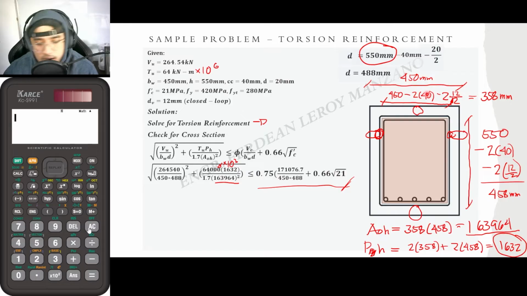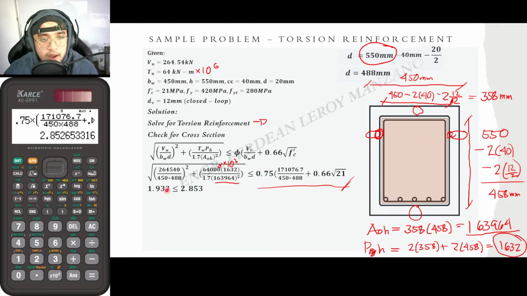And for the one on the right, this is 0.75 times the quantity of 171,076.7 divided by 450 times 488 plus 0.66 times square root of 21. So that is 2.853. In summary, 1.933 is less than or equal to 2.853. So meaning, guys, that our cross-section is adequate. So cross-section, check.